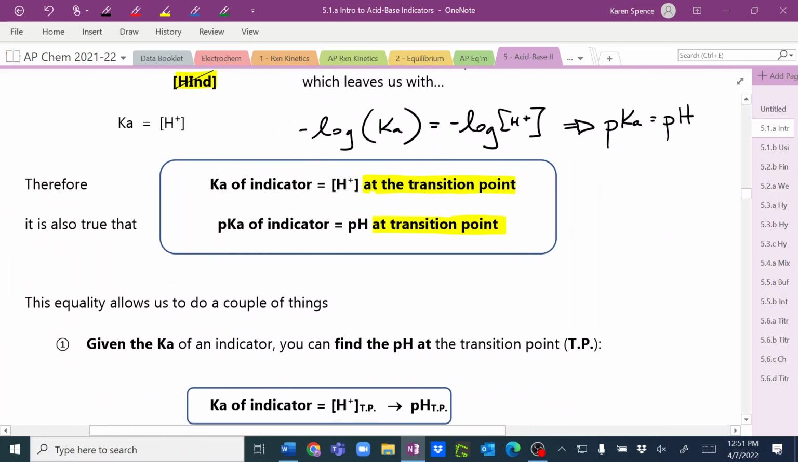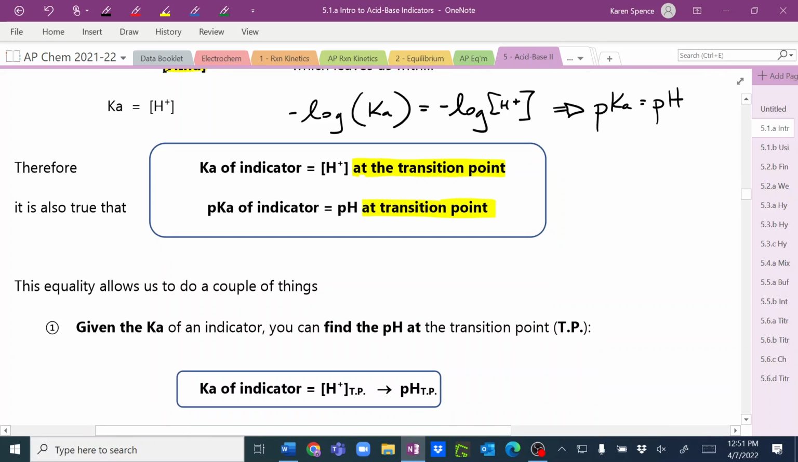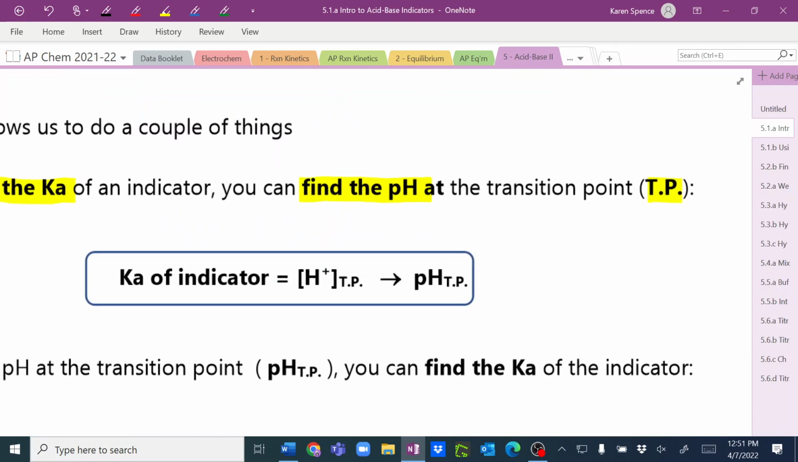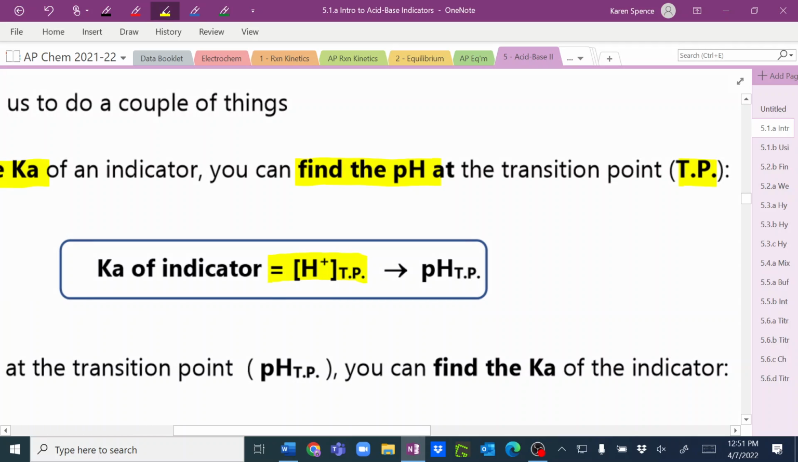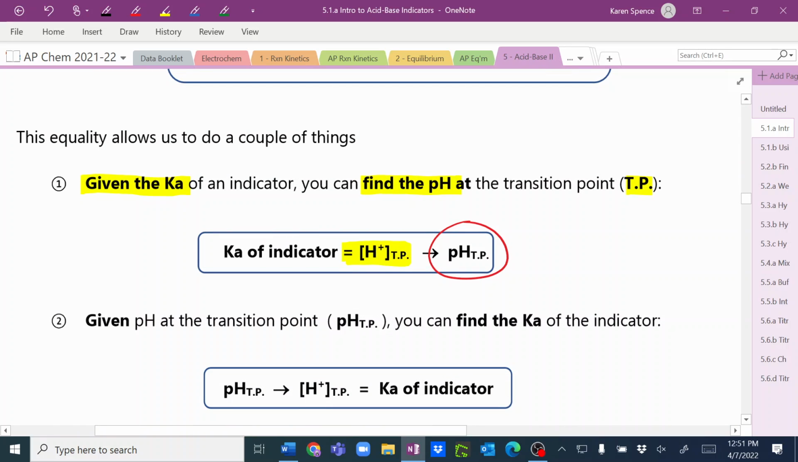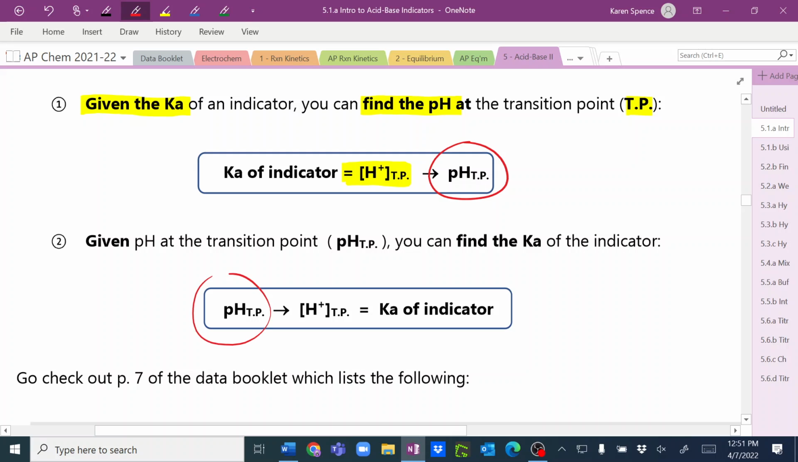So this equality allows us to do a couple of things. If you are given the Ka of the indicator, you can find the pH at the transition point, okay? Simple math. You take your Ka and you say, oh, I know that Ka is equal to hydrogen at the transition point, and therefore I can calculate pH at transition point. Simple, straightforward calculation, okay? If you are given the pH at the transition point, if you're starting from pH, you can convert that into hydrogen, and from there you know the Ka of the indicator, okay?